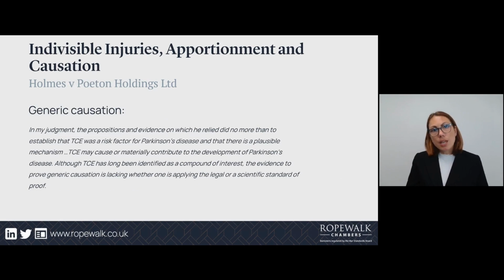In a claim such as this, once the legal test has been identified, i.e. material contribution, there are two questions to be addressed. The first is generic causation, i.e. is the agent being complained of in principle capable of causing the disease or condition complained of? And then individual causation, i.e. in this particular case, did the agent cause the particular condition in this particular claimant? Unfortunately for Mr.